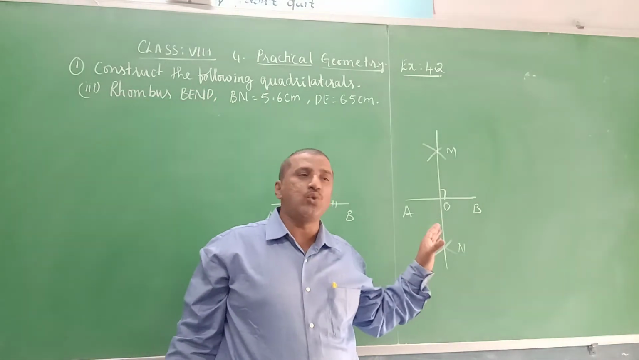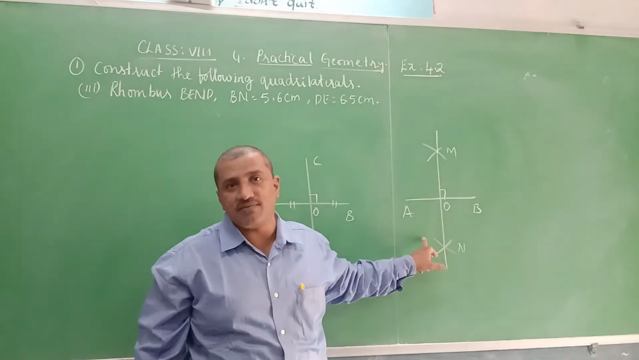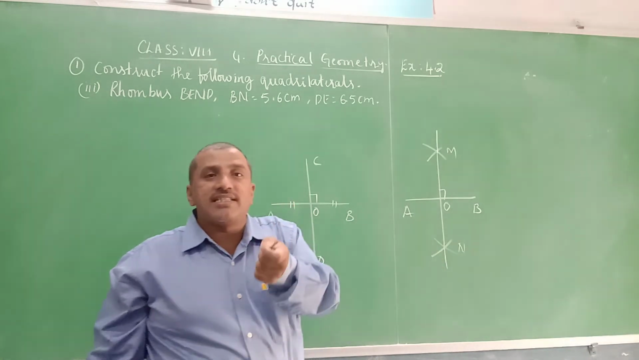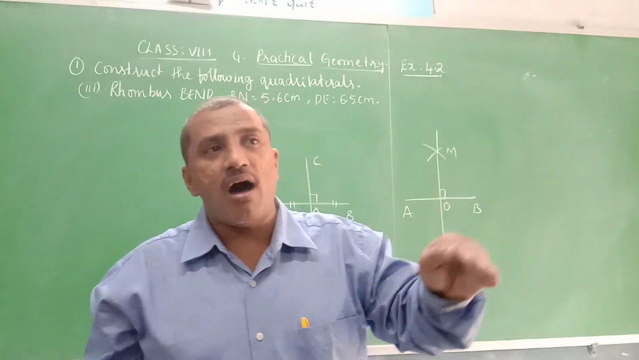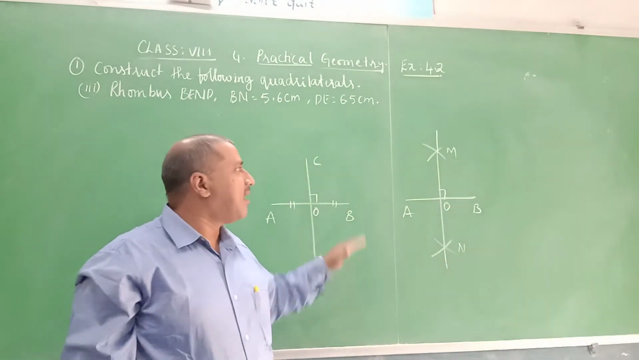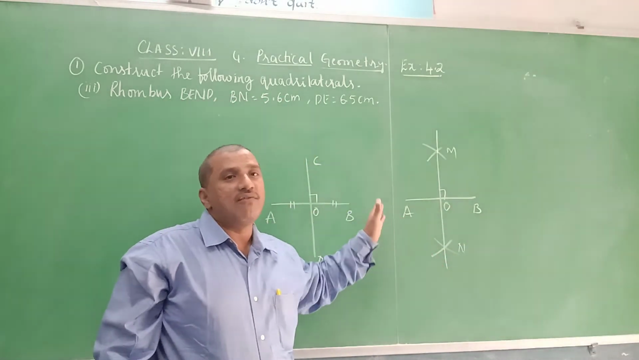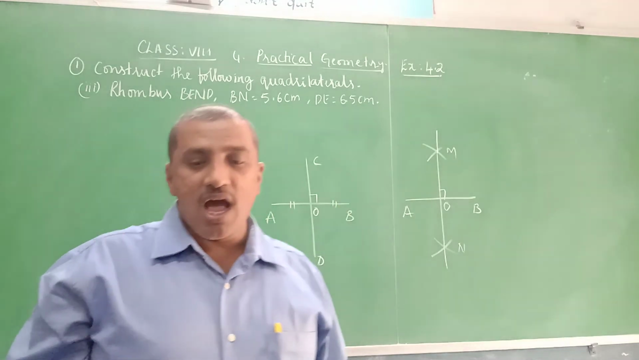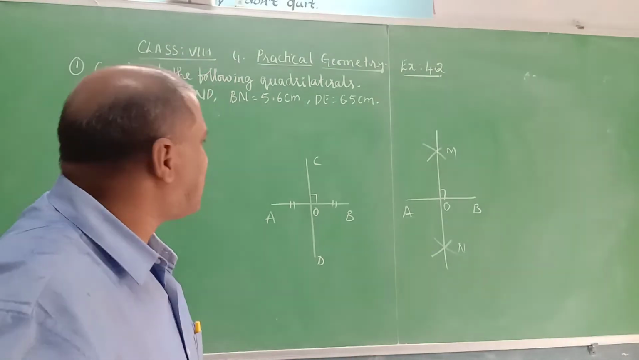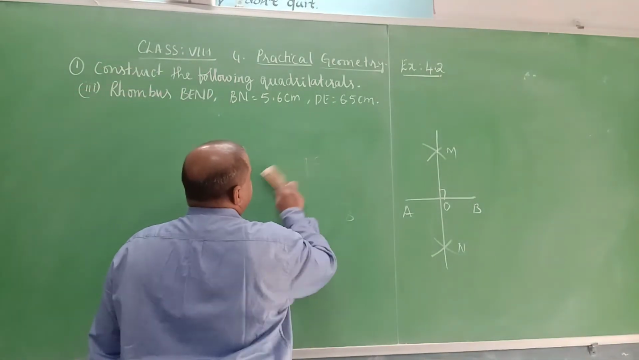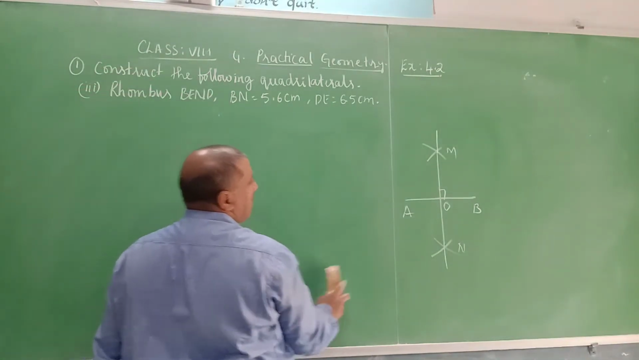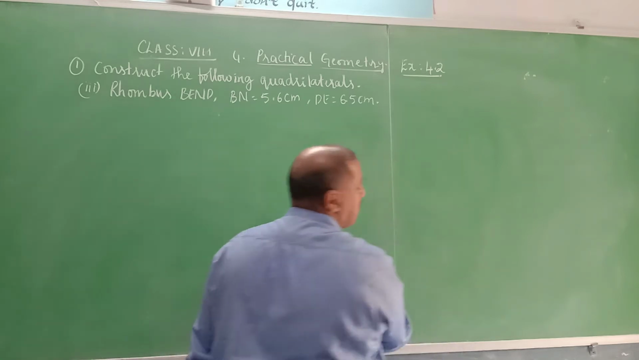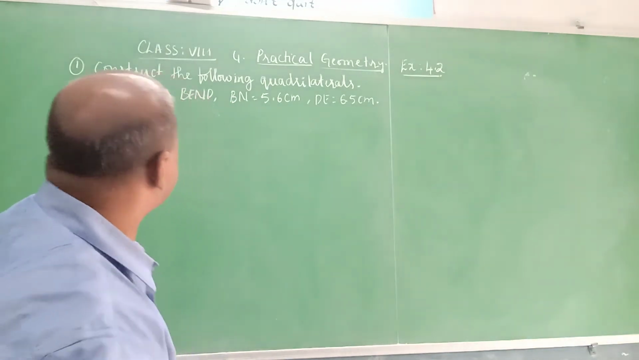So how to construct a perpendicular bisector? By drawing two arcs from both end points of the given line segment with a radius more than half of the given line segment, and joining those two points, we get the perpendicular bisector. Now we will discuss how to construct this rhombus. First, we have to write the given data for the construction. What is the given data here?